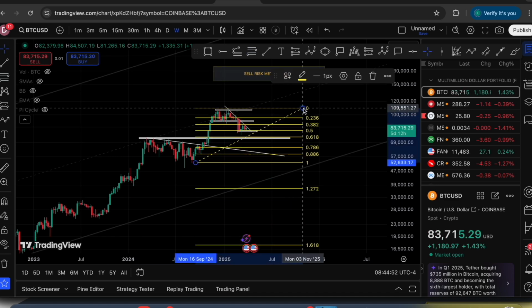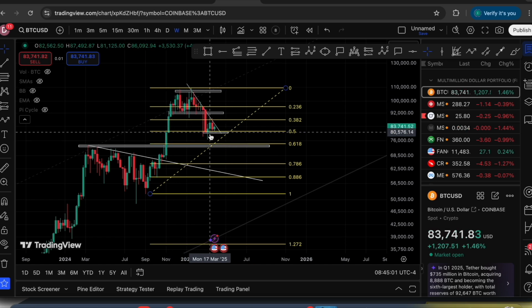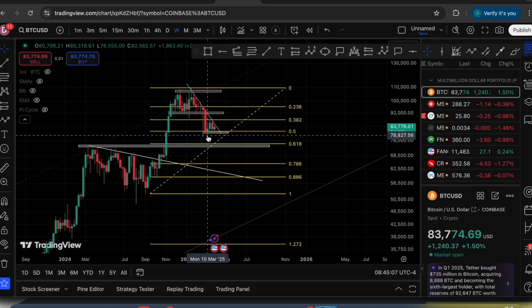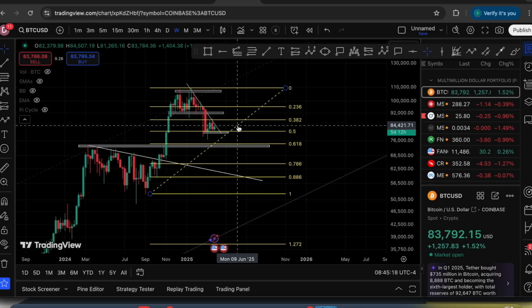On the Fibonacci, we got a perfect bounce off the golden zone, the 0.5 to the 0.618. Strong continuation of the bullish trend. This is a bullish pull, so strong continuation to the upside. This is what it's showing. As long as we hold this, then the trend is very strong and still intact. Even if we lose this, it can still turn back around if sentiment flips.